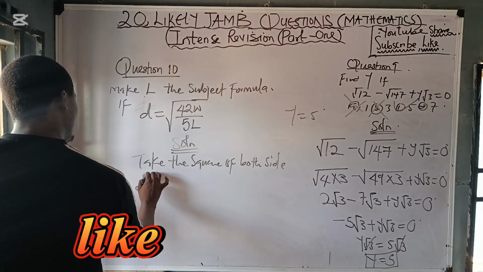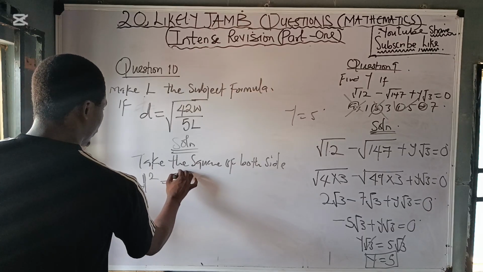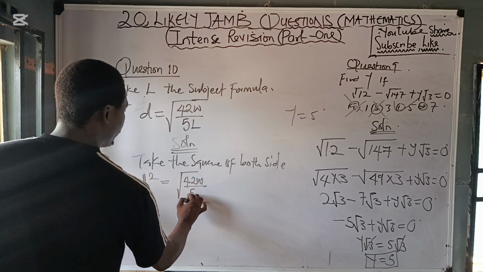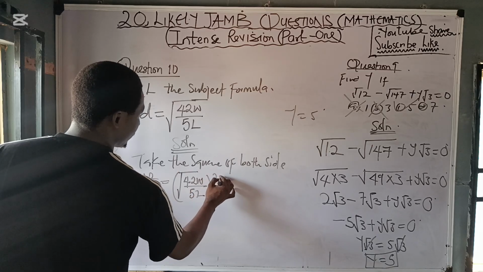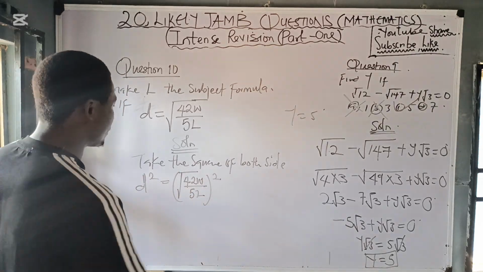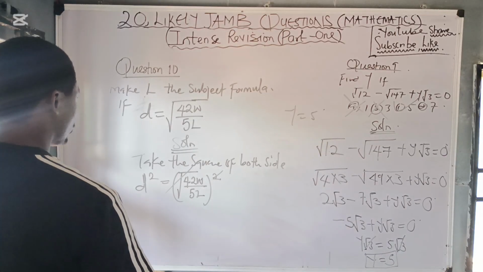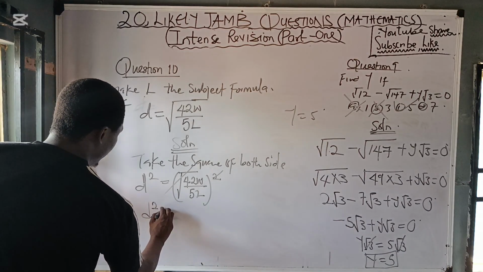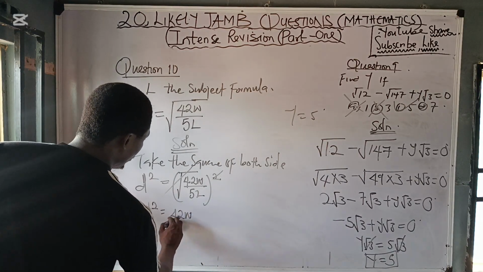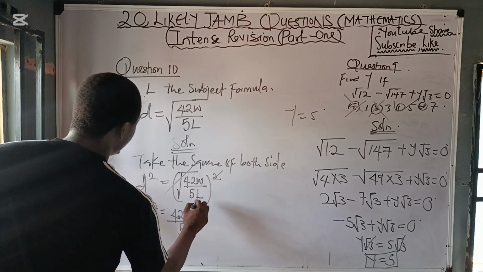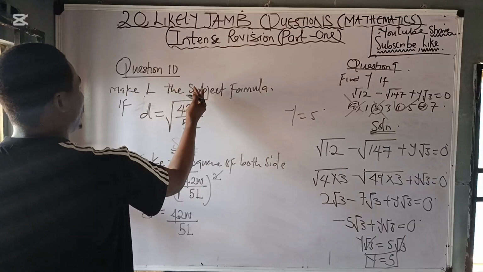So this will give us d squared, and this will give us the square root of 42w over 5l, all squared. Yes, this is what it gives us. So that your square cancels your square root. That's the purpose of squaring both sides. So you have d squared equals 42w over 5l. This is l, please don't forget that. Make l the subject of the formula.